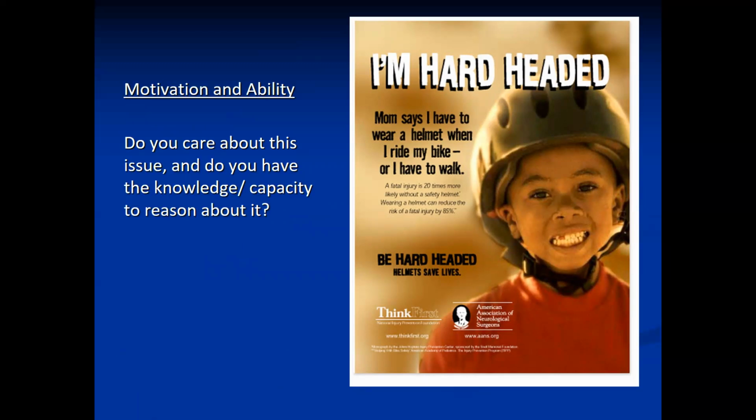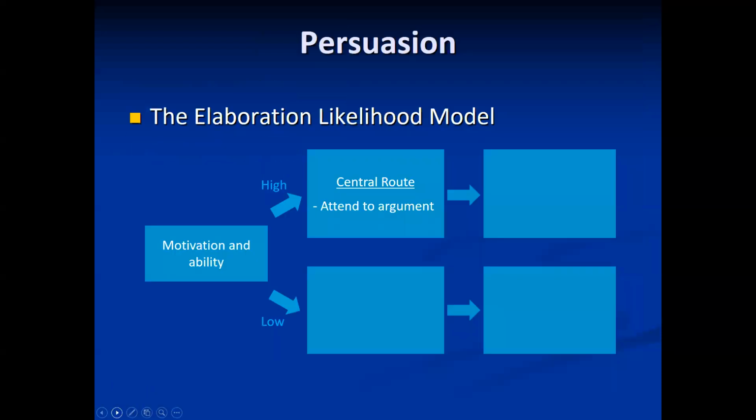Some people care about this issue and have the knowledge and mental capacity to reason about it. For example, keen cyclists or parents of children who cycle will consider this to be an important issue. They will have some knowledge about it, and they will be clever enough to think about the issue. Such people, those who are high in motivation and ability, will process the message via the central route. That is, they will attend to the argument, the factual content laid out in the message.